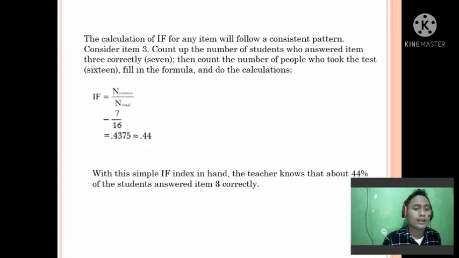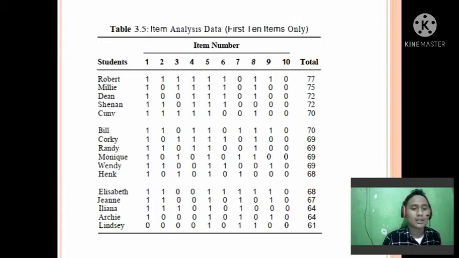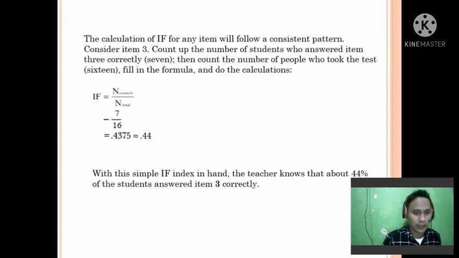The calculation for any item follows a consistent pattern. Consider item 3. Only 7 students answered correctly, so 7 divided by 16 is 43.75, or about 44%. With this index in hand, the teacher knows that about 44% answered item 3 correctly.